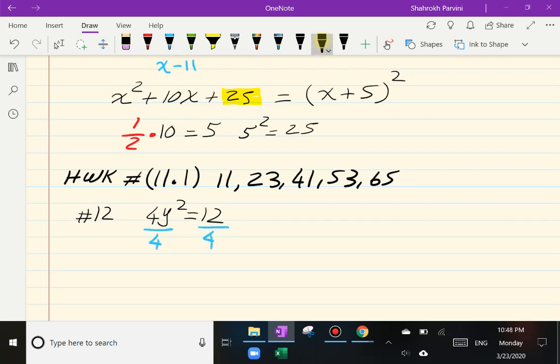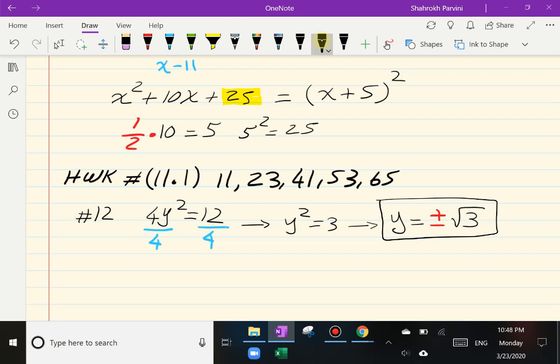And when I do, I get y squared is equal to 3. It's pretty simple, huh? And then the next step is to apply the principle of square roots. That is by taking the square root of both sides. And remember, the moment you take the square root, you have plus or minus here. So I'm going to have plus or minus square root of 3. And there we solve that one. Pretty simple when you use the principle. Let's take a look at another example. That was number 12. The other one you're looking at is number 23.